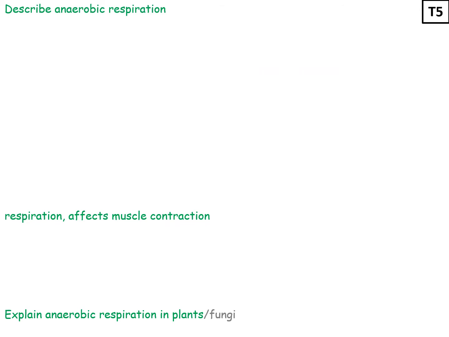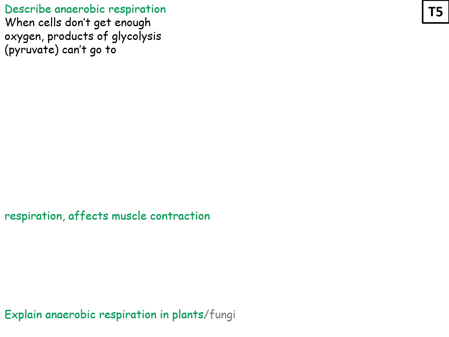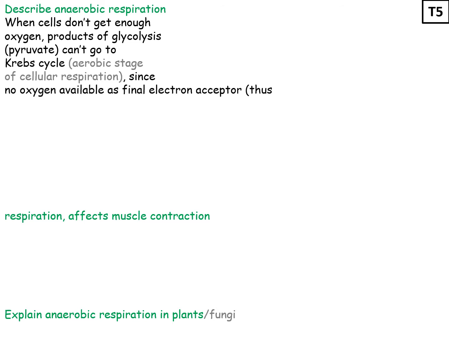Describe anaerobic respiration. When cells don't get enough oxygen, the product of glycolysis, which is pyruvate, can't go to the Krebs cycle, which is the aerobic stage of cellular respiration that occurs in the matrix of the mitochondria. And this is because there is no oxygen available as the final electron acceptor, which you'll understand in further slides afterwards.